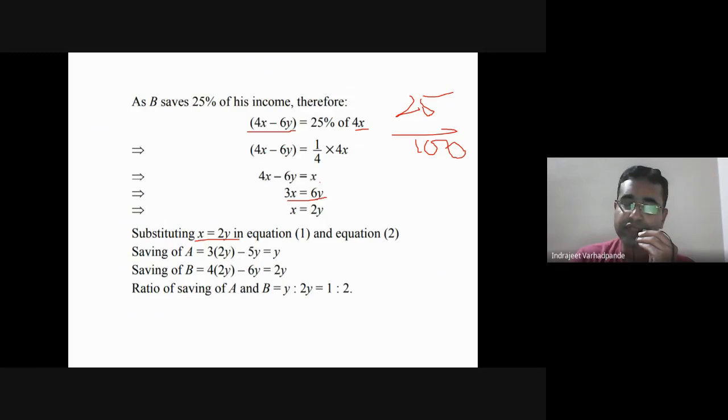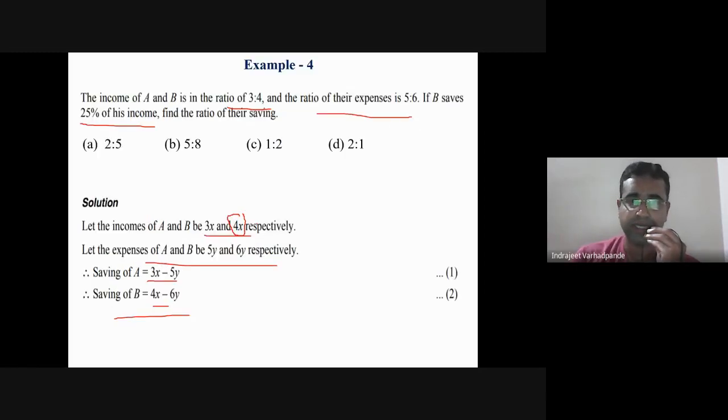What were equation 1 and 2? Defining savings of A as well as B. So this is how it will be y. This is how it will be 2y. So what is the ratio? y is to 2y is 1 is to 2. So accordingly, here what is our correct option? Our correct option is 1 is to 2.